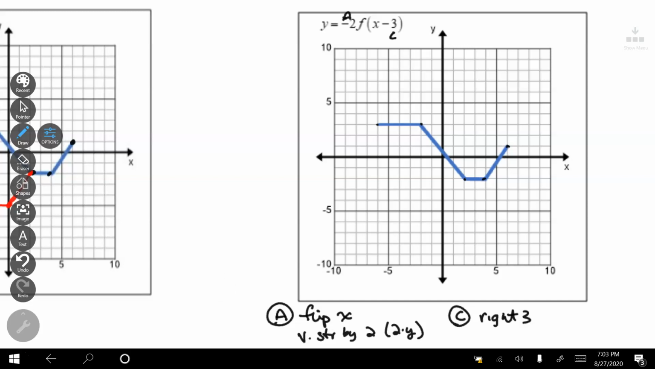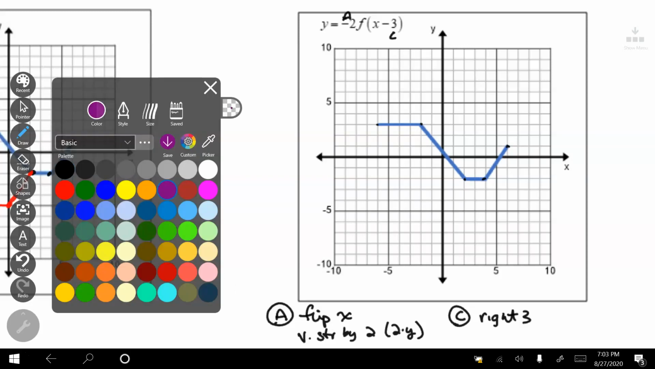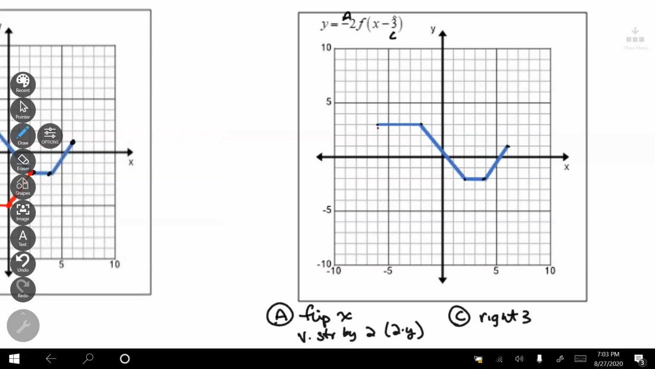I'm going to change the color to purple. And first I'm going to take this guy here. I'm going to flip it over the x-axis so it goes down here. That's the flip. Then I'm going to multiply this y value. Y value of -3 times 2, and it's going to be here at -6. So this is the y times 2. And I'm going to move them right 3. 1, 2, 3. And here's my final dot, that big purple dot.